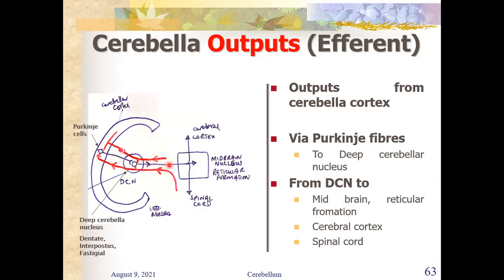So the Purkinje cells make synapses in the deep cerebellar nuclei before the information is now distributed either to the cerebral cortex or to the midbrain or to the reticular formation or to the spinal cord.